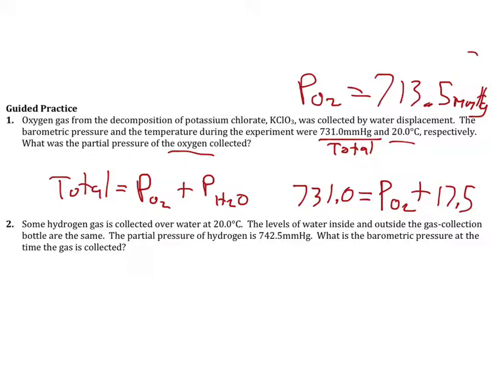These might be the easiest problems of this whole class. All right, so let's go ahead and move on to the next one. It says some hydrogen gas is collected over water, and it's giving us 20 degrees Celsius. It says the level of the water inside and outside of the gas container are the same, and the partial pressure of the hydrogen is 742.5. It's asking what is the barometric pressure at the time of the gas.